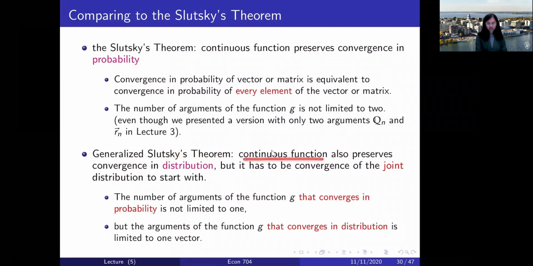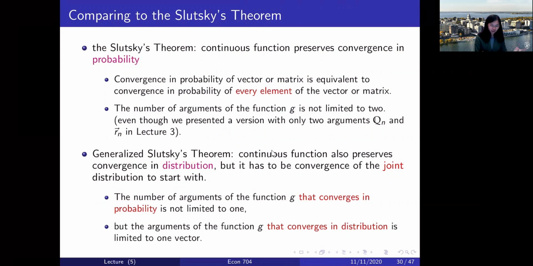It says a continuous function also preserves convergence in distribution, but you cannot have an arbitrary number of arguments all converging in distribution separately and still claim G of those arguments converges in distribution. That's not true. Instead, the generalized Slutsky theorem only allows one argument, which could be a vector argument, to converge in distribution.